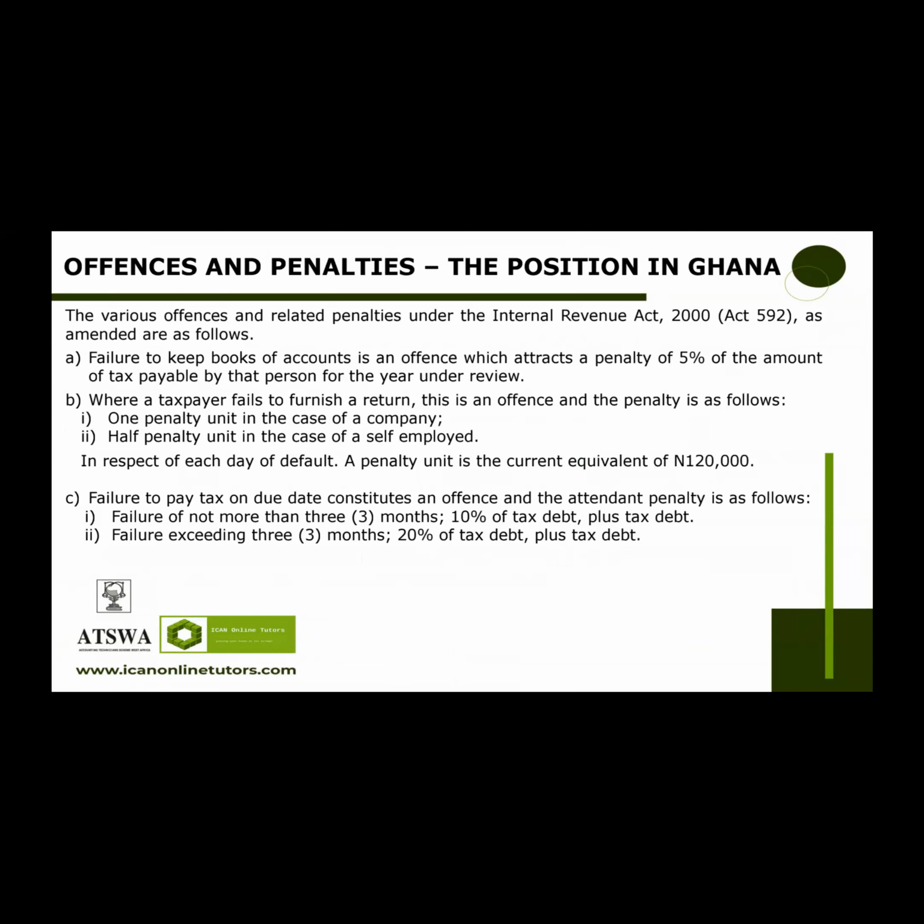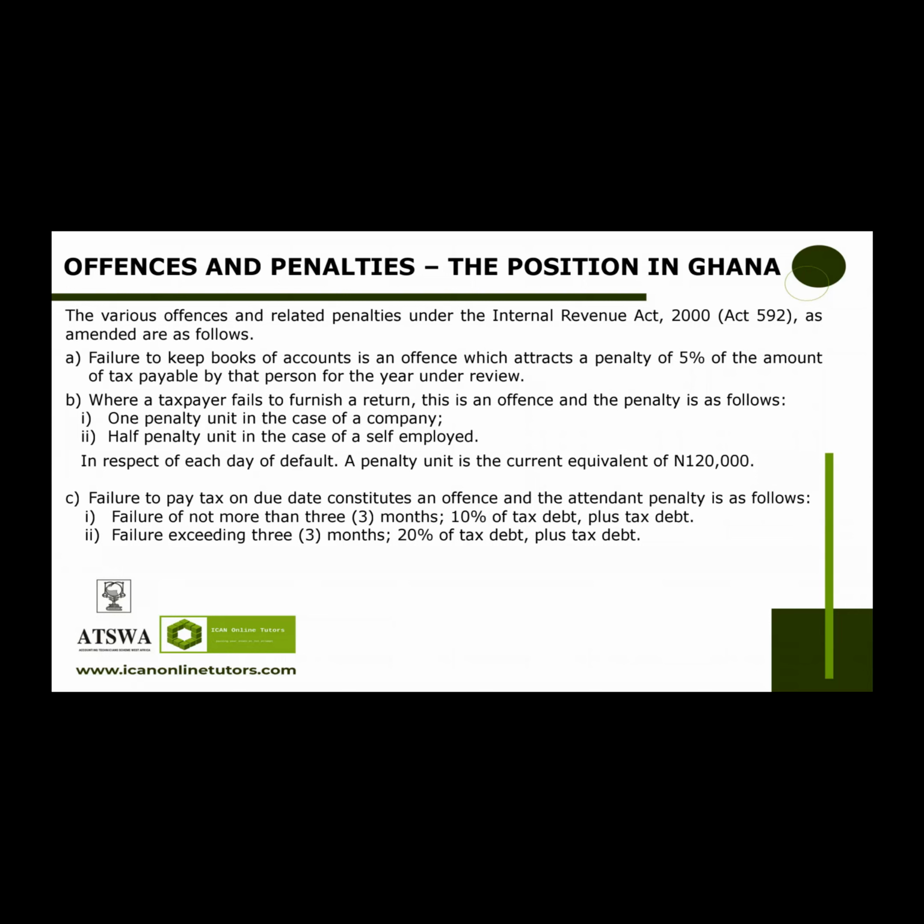Where a taxpayer fails to furnish a return, this is an offense and the penalty is as follows. One penalty unit in the case of a company, half a penalty unit in the case of a self-employed person, in respect of each day of default. A penalty unit is the current equivalent of 120,000 naira.